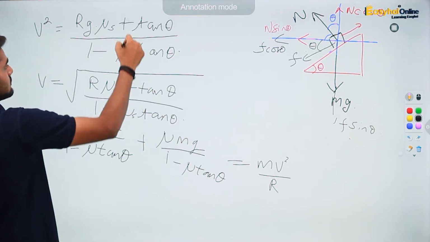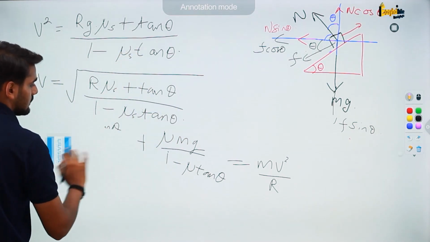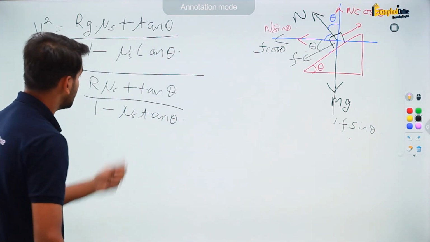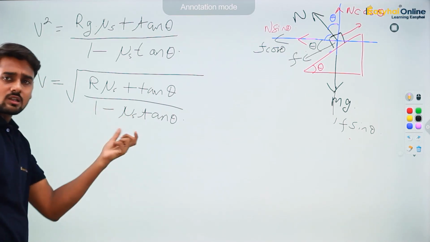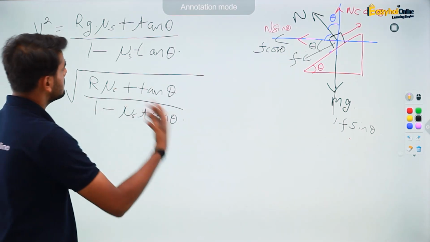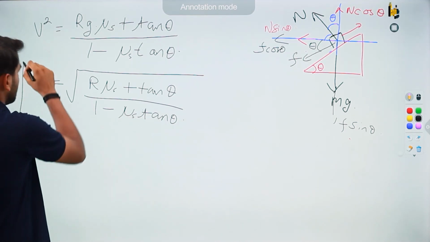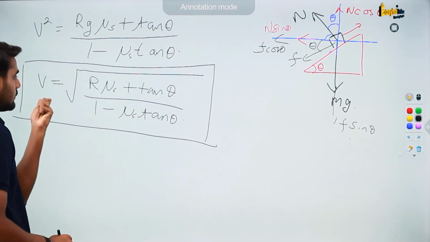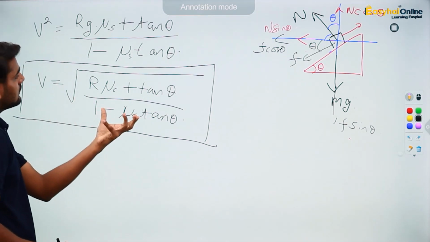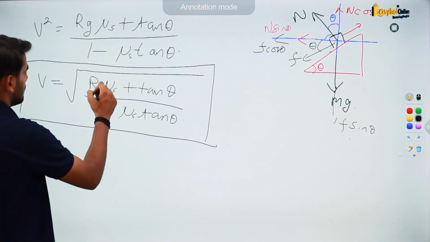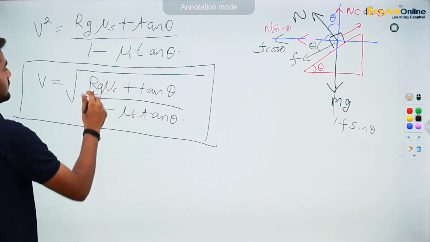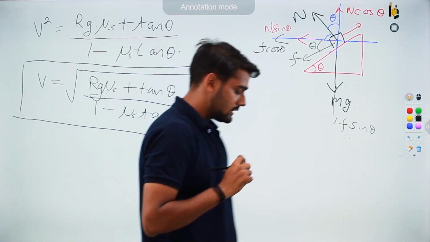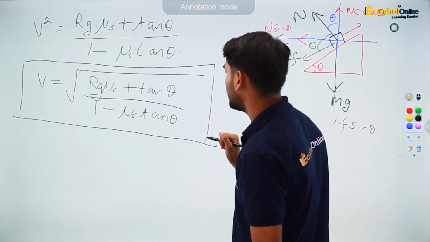Remember, this is mu or mu s. Eventually, this mu, the coefficient of friction, is the coefficient of static friction. So it's your wish: you can write this as mu s, or you can simply write this as mu. The final equation is going to be the same. So that's your maximum velocity for the car in this case. I forgot to put g over here. This is rg times mu s plus tan theta, divided by 1 minus mu s tan theta.